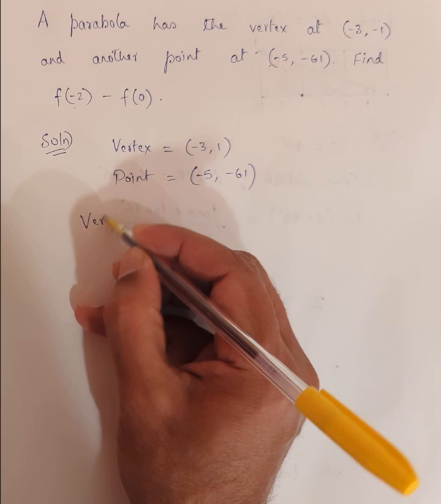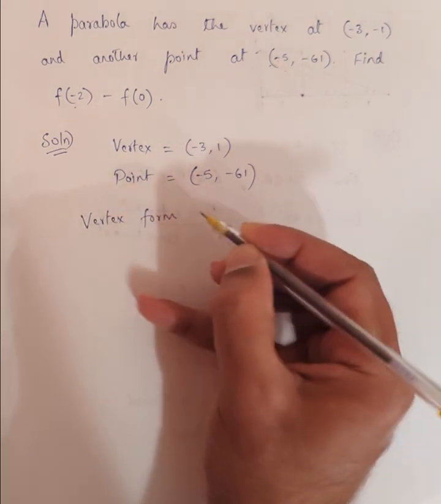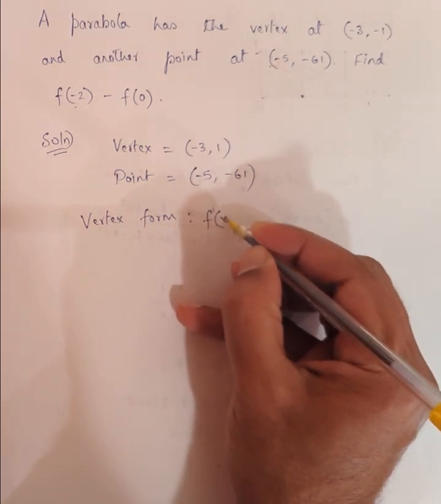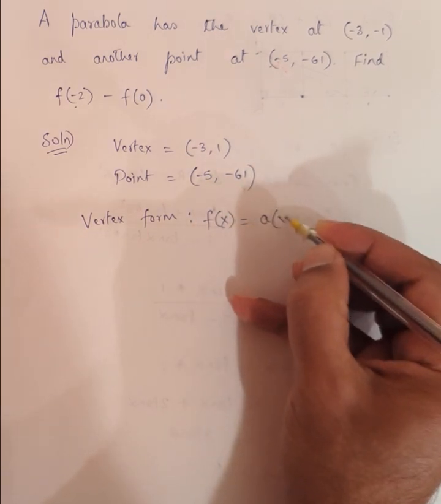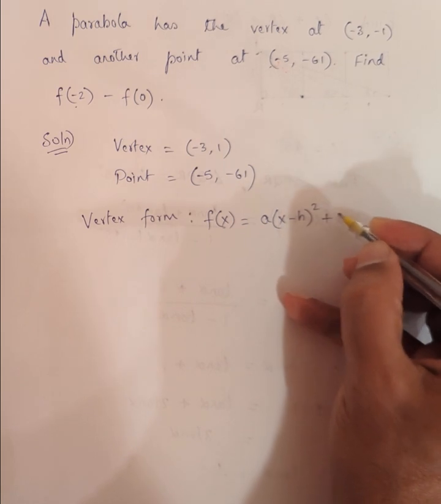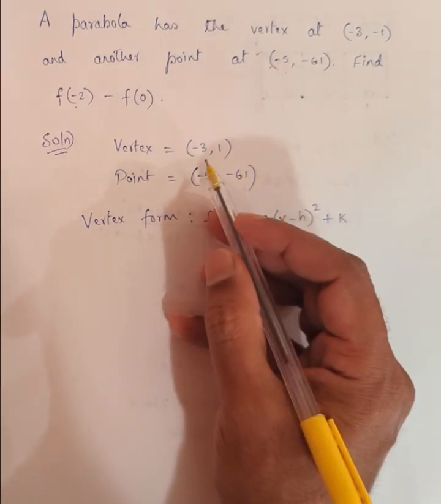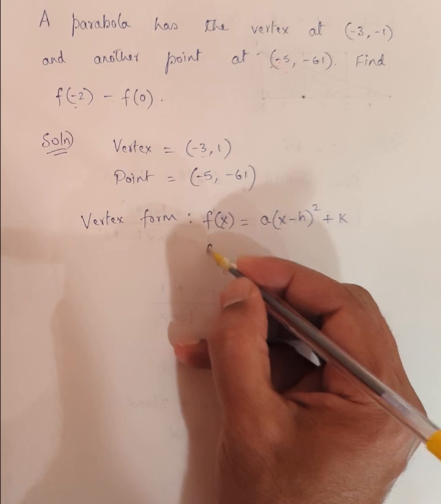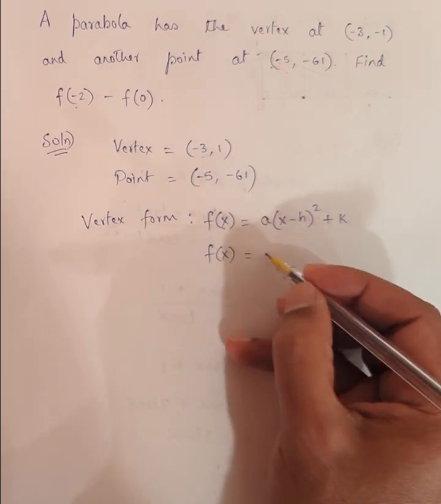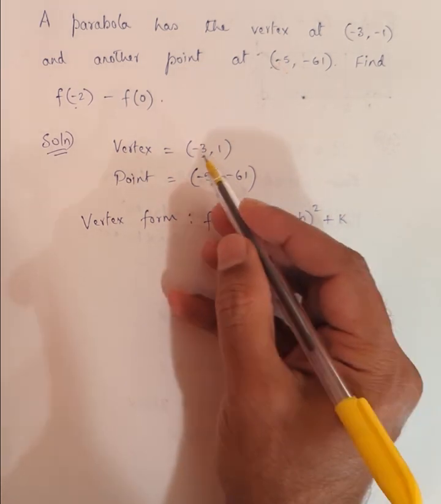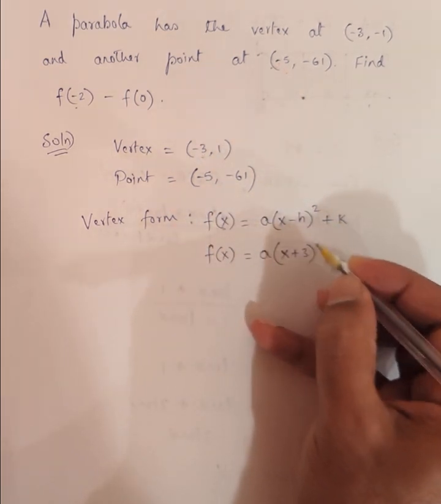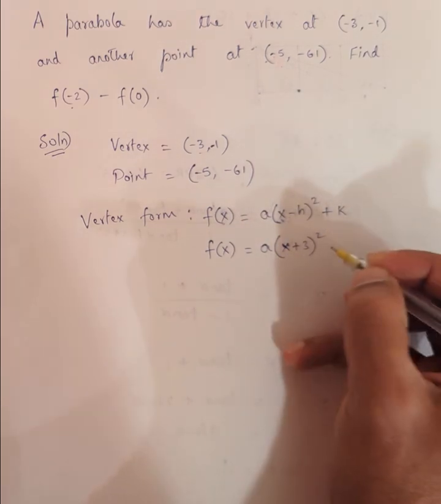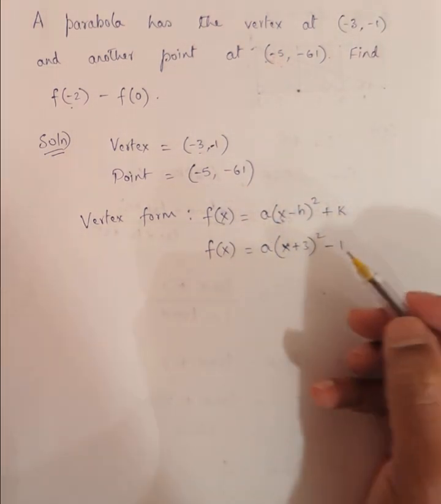Now, let's recall the vertex form of a quadratic function. It looks like this: a times (x minus h) squared plus k, where h and k are the coordinates of the vertex. So in this case, we can write f of x equals a, which is something we don't know yet, times (x plus 3) squared, and k is -1. So this is the equation of the parabola.